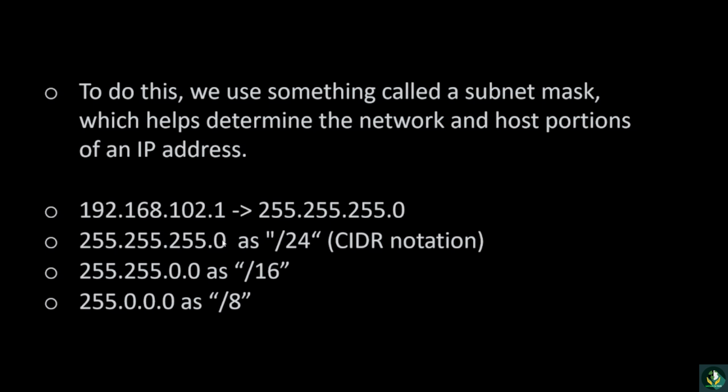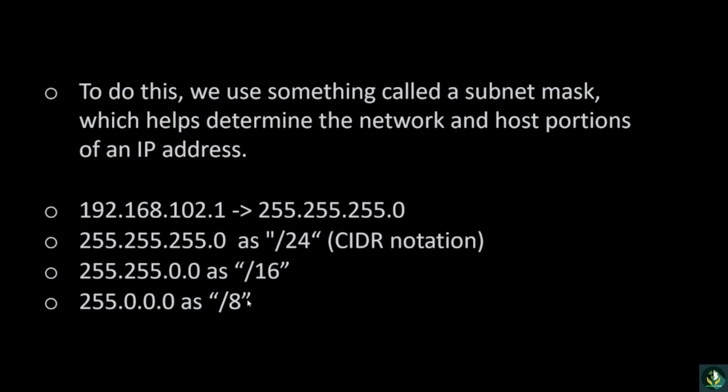If 8 bits are for the host, how can we calculate the number of addresses? Using the formula 2 raised to power n, so 2 raised to power 8. In this case, there will be 256 hosts for this subnet mask. And you can denote another subnet mask like this, /16. /16 means 16 bits are for the network and 16 bits are for the host.